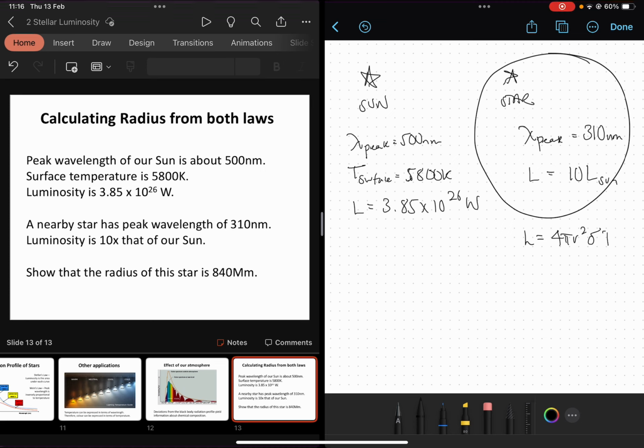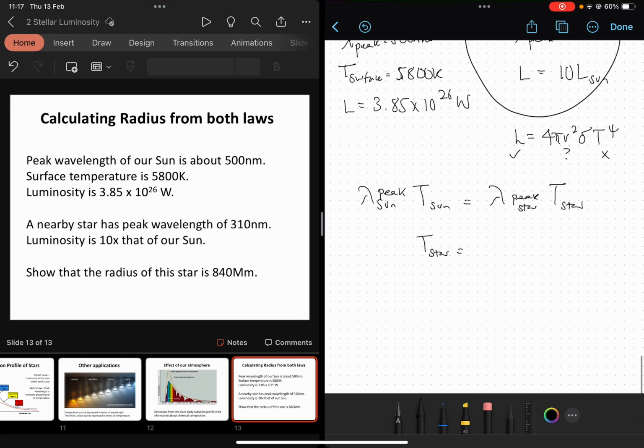4 pi r squared sigma T to the 4. I kind of know what the luminosity is. It's 10 times the luminosity of the sun, and I know what the luminosity of the sun is. Radius is what I've got to find. I don't know its surface temperature. And so I'm going to use Wein's law to work that out. So the peak wavelength of the sun multiplied by the temperature of the sun is equal to the peak wavelength of the star multiplied by the surface temperature of the star. And I now can rearrange that to find the temperature of the star.